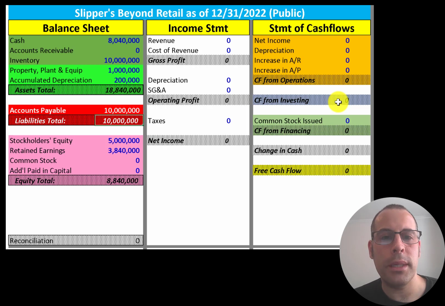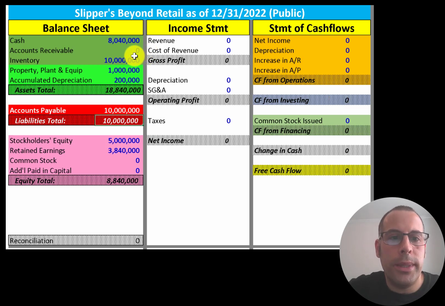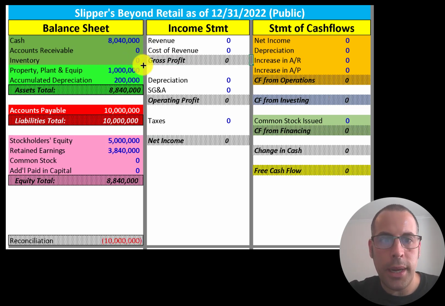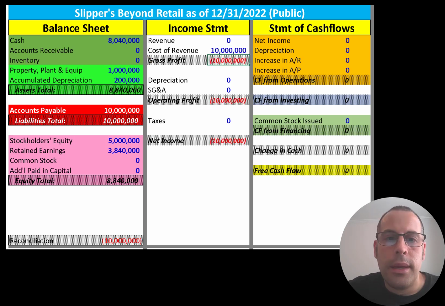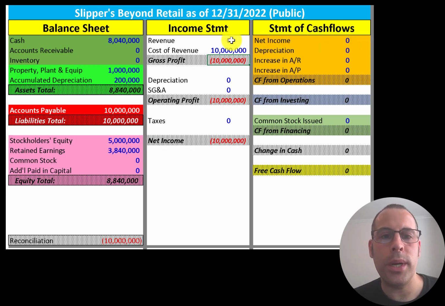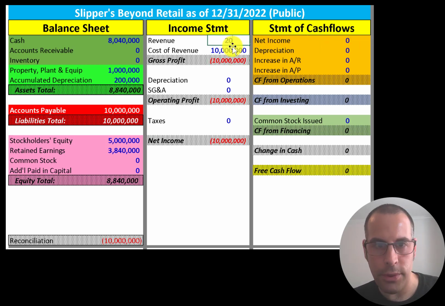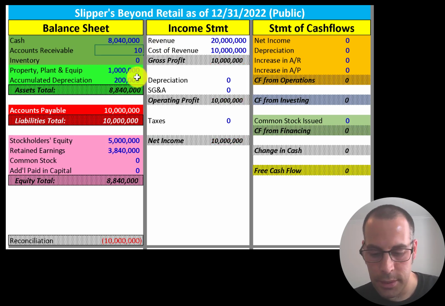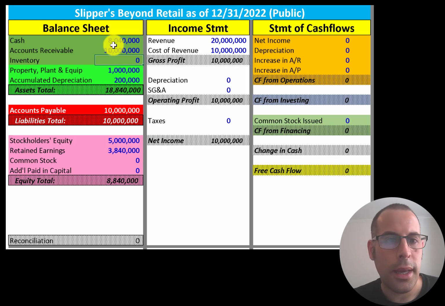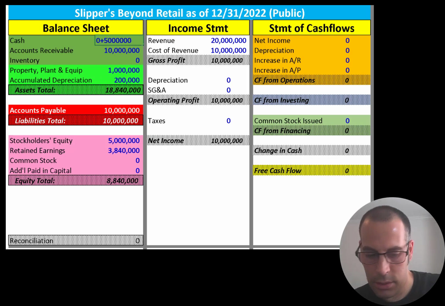Once again, Walmart wants to buy all of our inventory. So we zero out inventory and we put that on cost of revenue. And once again, they're going to pay half in credit, half in cash. So we're charging them $20 million. So we're going to put $20 million on revenue and $10 million in accounts receivables and add $10 million to cash.